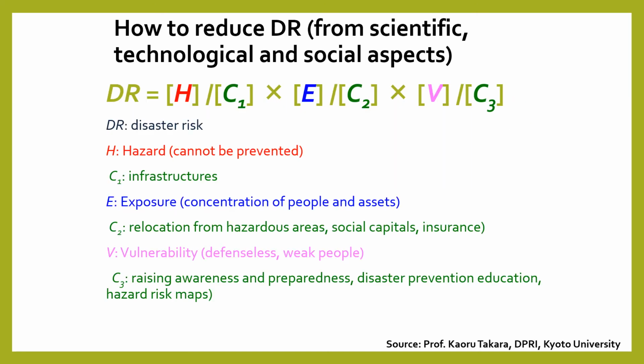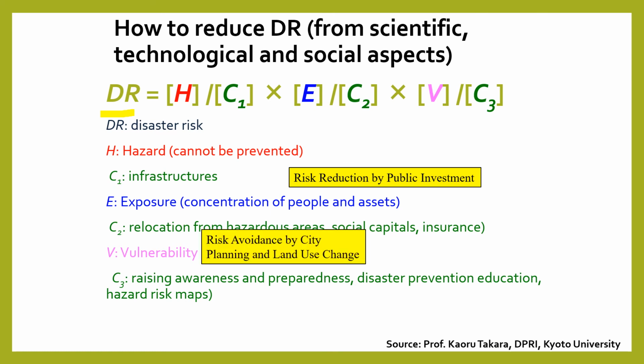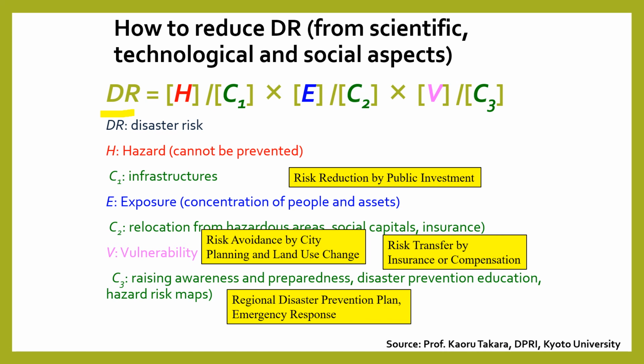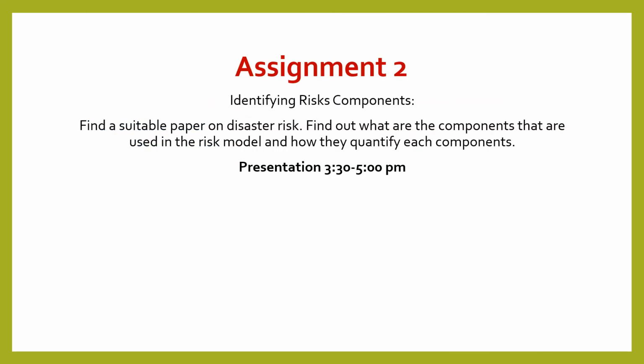So you know how to calculate disaster risk, and you have the knowledge, so how do we reduce disaster risk from scientific, technological, and social aspects? For example, we can reduce the risk by public investment, risk avoidance by city planning and land use change, risk transfer by insurance or compensation, and then we can do some regional disaster prevention plan or emergency response. Okay, so our slide has finished.